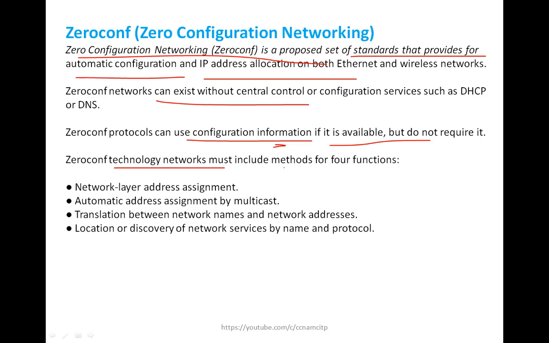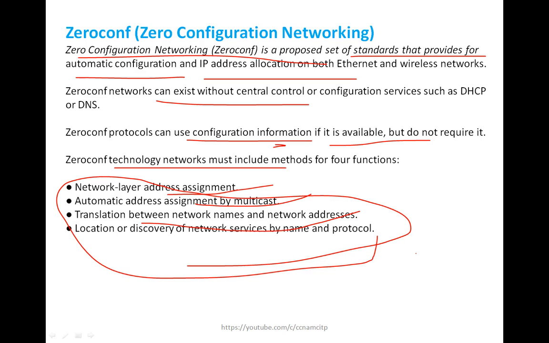And there are certain functions here. A Zeroconf network must include methods for four functions. First one is network layer address assignment, which is automatic address assignment by multicasting. Then translation between network names and network addresses, and location or discovery of network devices by name and protocol. So these are the four situations when we can use this zero configuration technology.